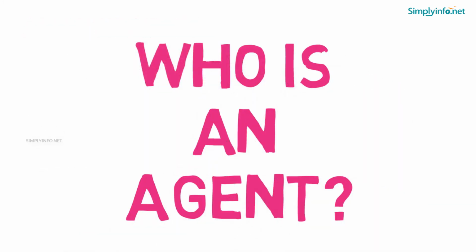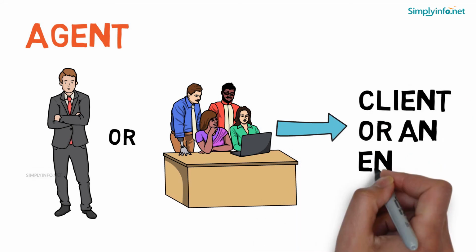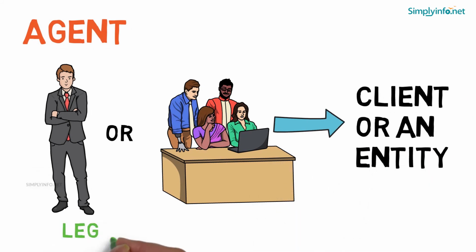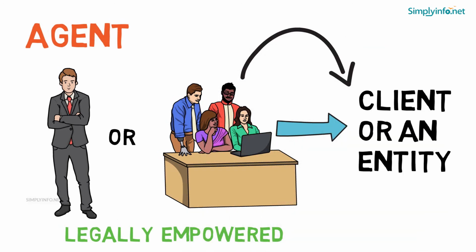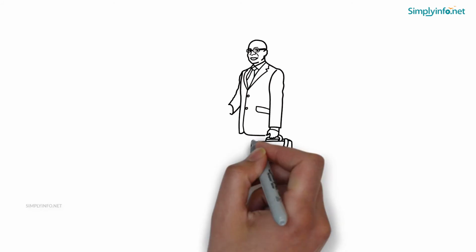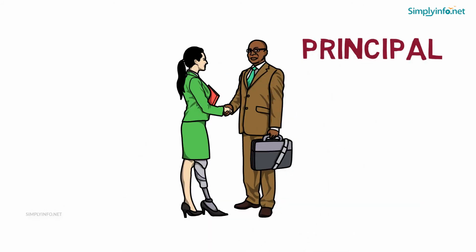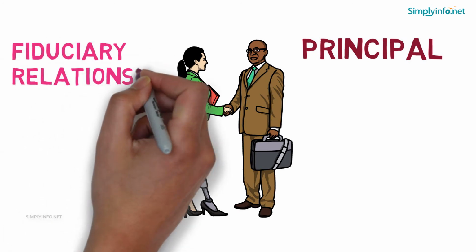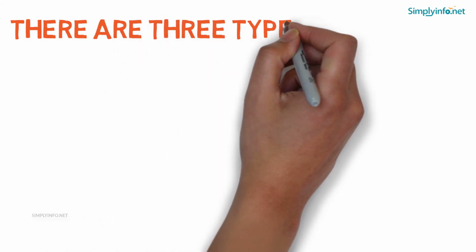Who is an agent? An agent is a person or a party or a firm who acts on behalf of the client or an entity. The agent will be legally empowered to act on behalf of another person or the entity. The person represented by the agent is called the principal. In finance, the relationship is known as fiduciary relationship, in which an agent is authorized to perform transactions on behalf of the clients. There are three types of agents.